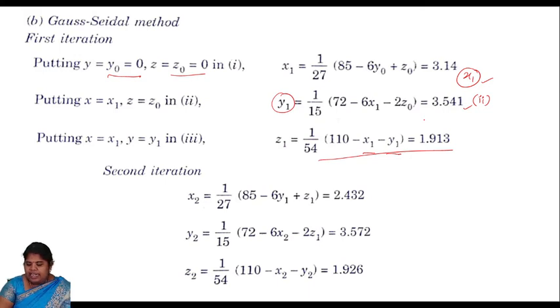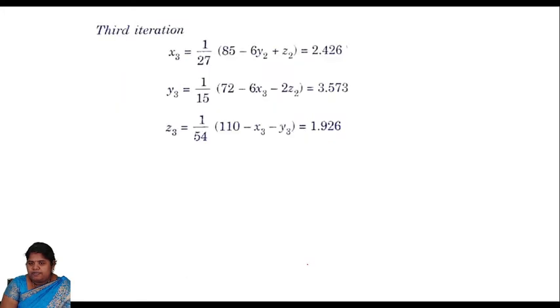And in the second iteration, substitute the values of y1 and z1 to find x2. And we have found x2 here. Okay. So substitute x2 and z1 in the second equation; the next found value is y2. So in the third equation, the z equation, substitute the values of x2 and y2. Therefore, 110 minus x2 minus y2 is 1.926. Similarly, the procedure is repeated.